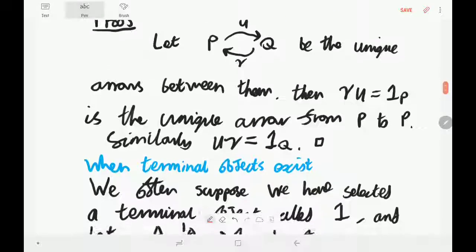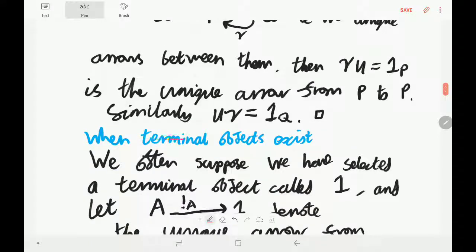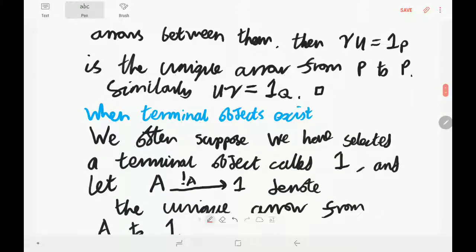Okay, so now when a terminal object exists, we know from the above results that any two terminal objects are isomorphic, and it doesn't really matter which one we pick in some sense. So we just suppose we pick one usually and denote it by 1, and then we denote exclamation mark A to be the unique arrow from A to 1.